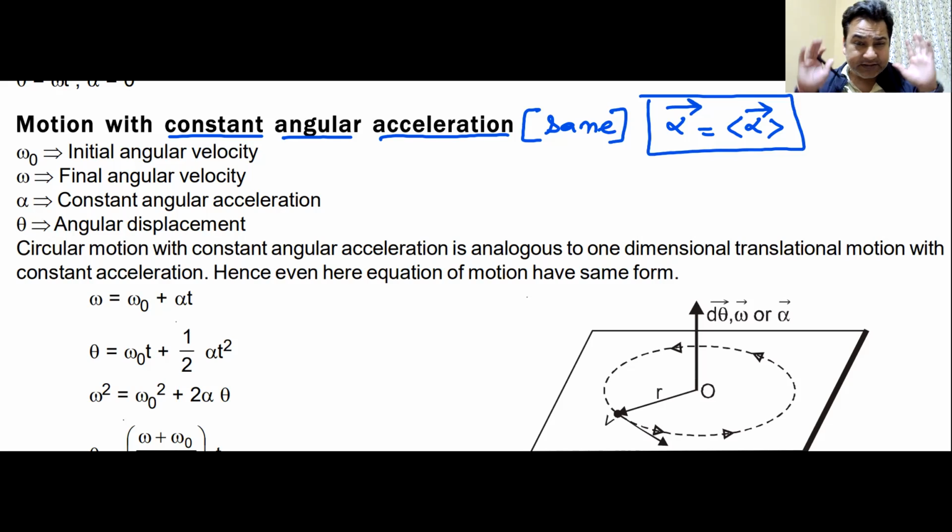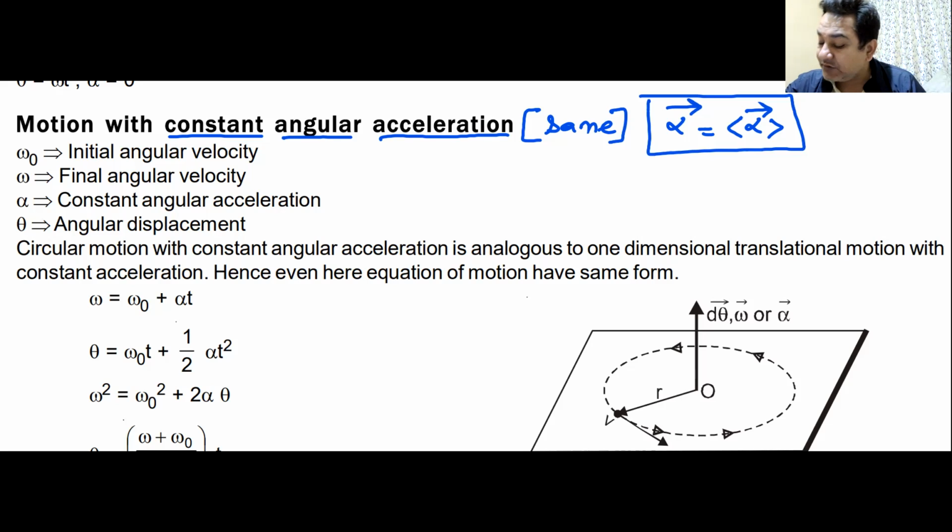Do we understand this? Can I have some raised hands? Okay, it is pretty simple then. Now we have equations of motion in this particular case. What are the equations of motion in this particular case? Let us first try to understand the terms.